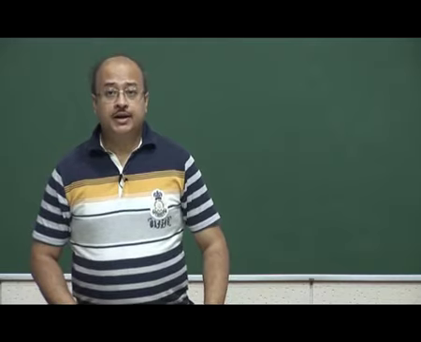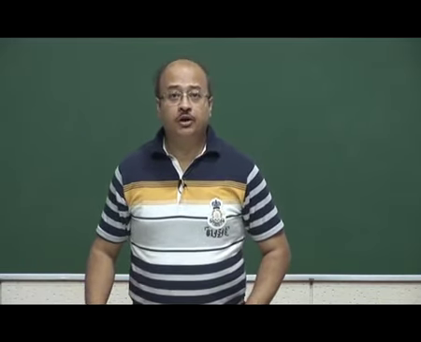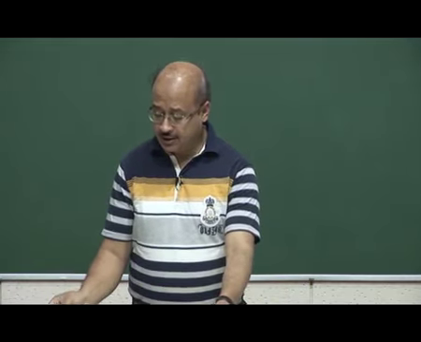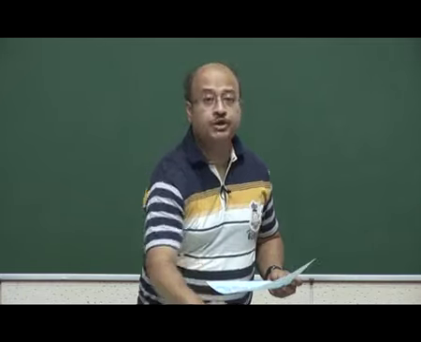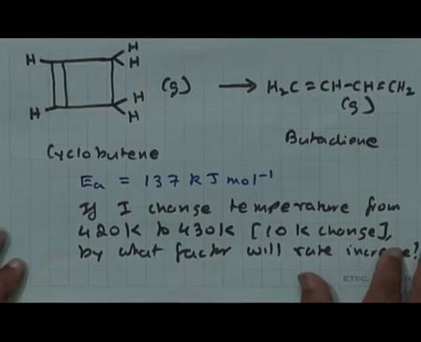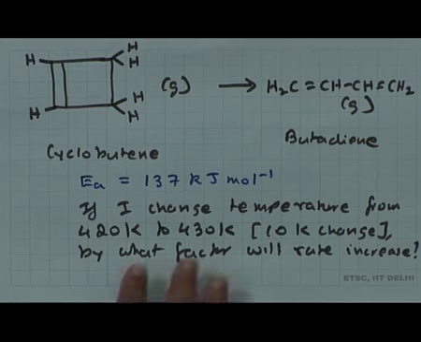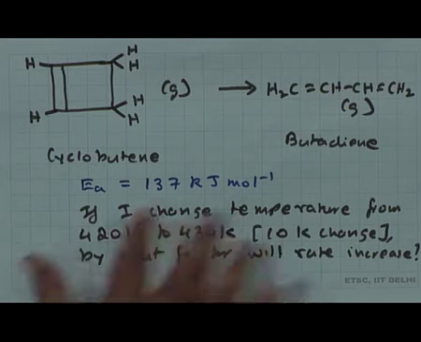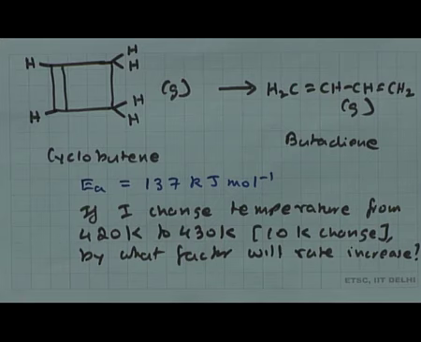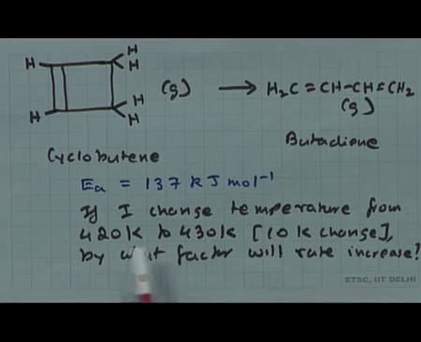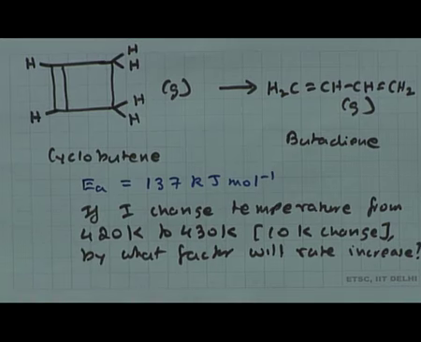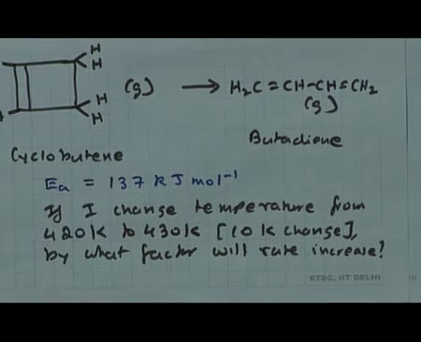Welcome to today's lecture. We will start off from where we left at the last class. Remember, last class we ended by posing a problem. The problem was this: you are given this reaction, cyclobutene getting transformed to butadiene. The activation energy for this reaction is 137 kilojoule per mole, and the question is, if the temperature is changed from say 420 Kelvin to 430 Kelvin, a 10-degree change, by what factor will the rate of the reaction increase?